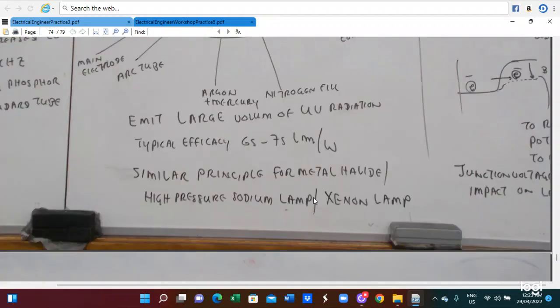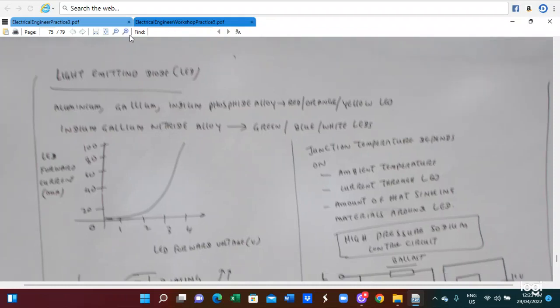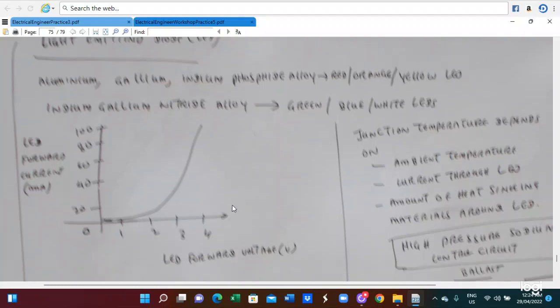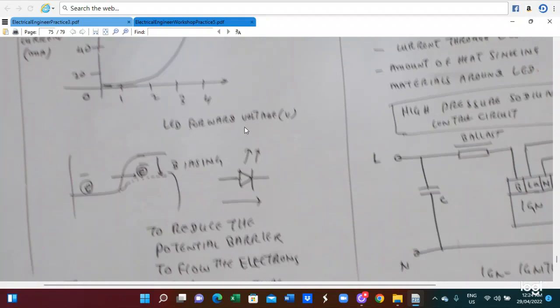So this diagram shows the light emitting diode. The LED can be made of aluminum, gallium, indium, phosphorus, producing red, orange, and yellow, and indium, gallium producing green, blue, and white. With forward bias, the LED forward current flows across as shown in this diagram. This is the light emitting diode diagram, forward biased, producing the light.